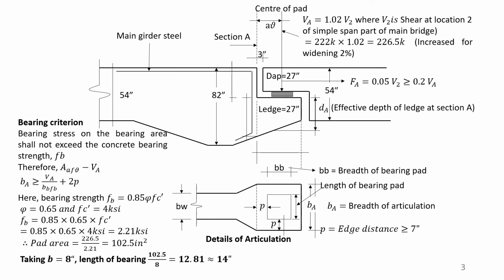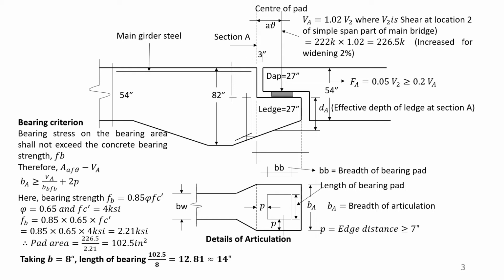The plan is shown in the bottom figure with a line diagram, and this is shown from the side, and the width of the pad is denoted as BB, and the length of the bearing pad will be decided.